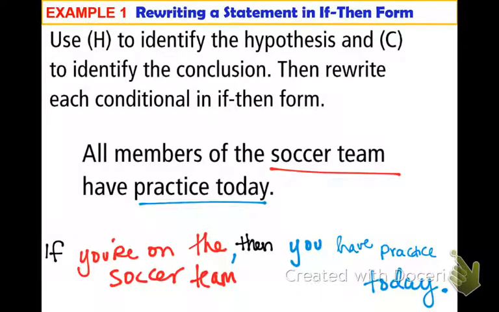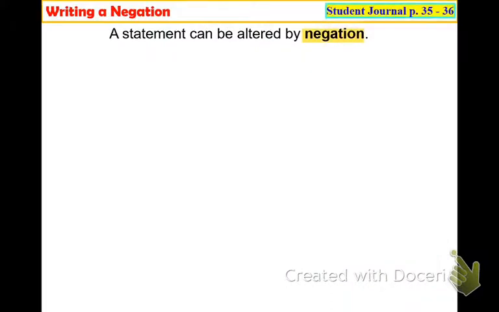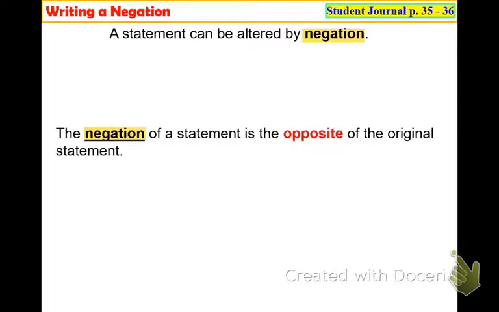Okay, the next portion, this is most students' favorite part. A statement can be altered by negation. Negation of a sentence is the opposite of the original statement, the very opposite. So if the measure of angle A equals 30 degrees in our original statement, the opposite would be that the measure of angle A is not 30 degrees.